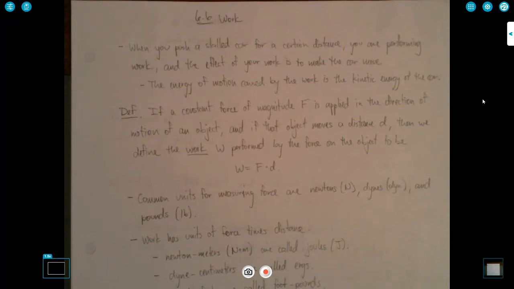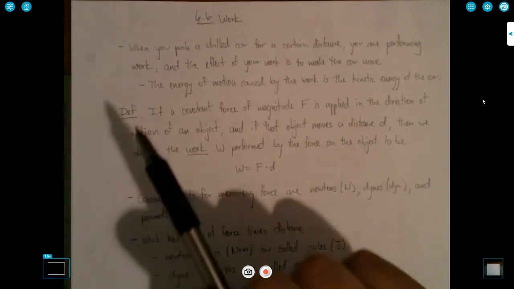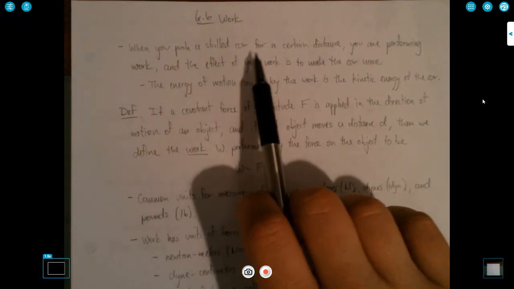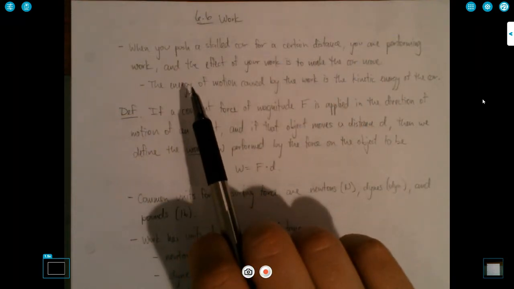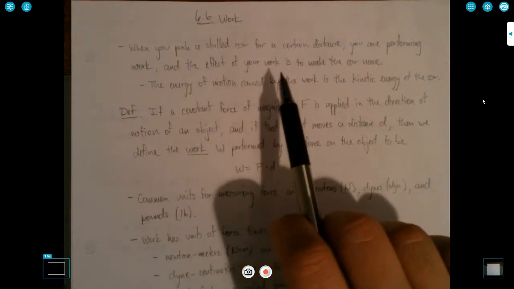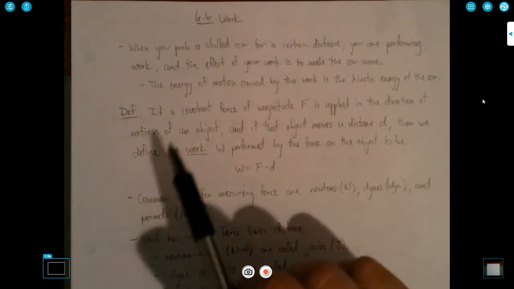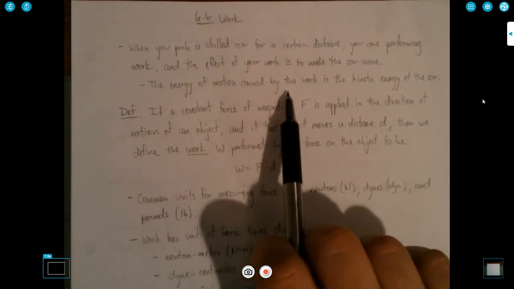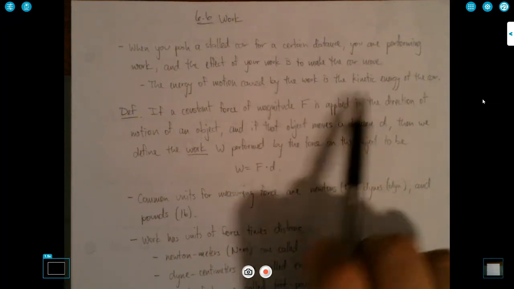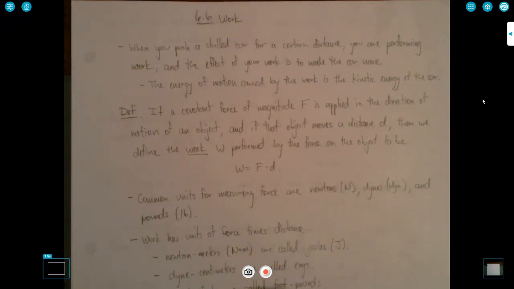and you'll see why. So first of all, to just get our bearings a little bit, when you push a stalled car for a certain distance, you're performing work, and the effect of your work is to make the car move. The energy of motion caused by the work is called the kinetic energy of the car. So there's a relationship between work and energy, right?